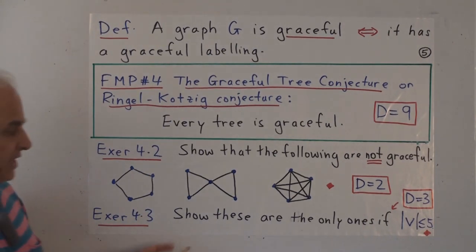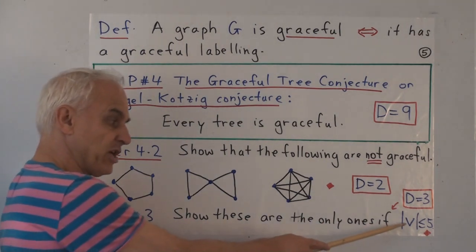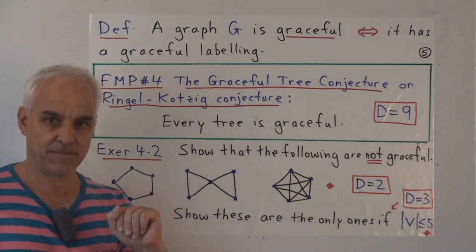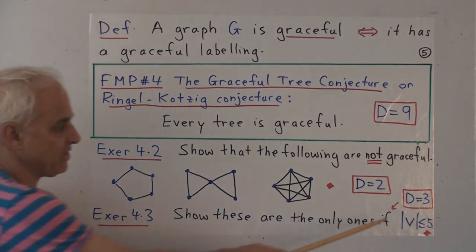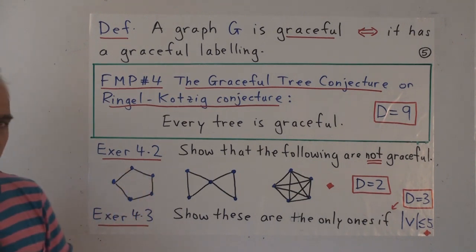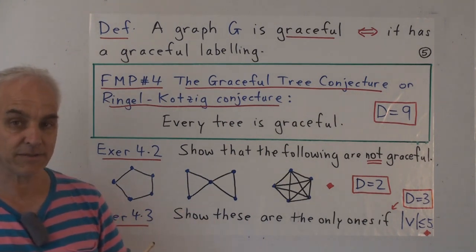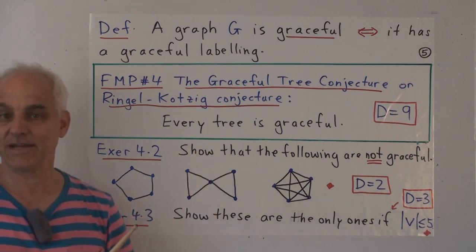Exercise 4.3, show that these are the only graphs that are not graceful if we restrict ourselves to graphs with 5 or fewer vertices. That might take you a little bit longer. All right, so there's maybe some generalizations. What about cycles that have more than 4 or 5 vertices? We've seen that 4 is graceful, 5 is not. So it turns out, this is an interesting exercise, that some of the cycles are graceful and some of them aren't.